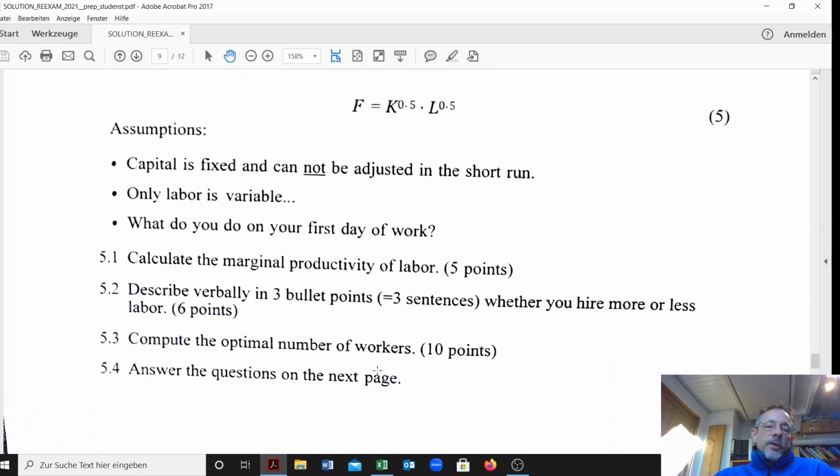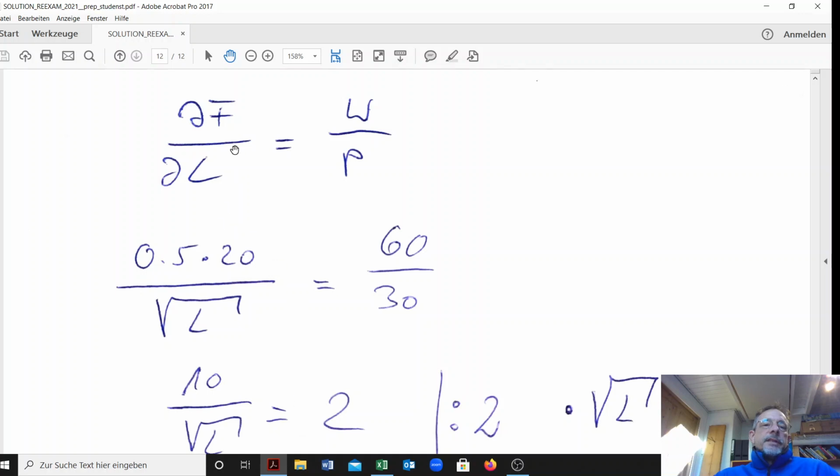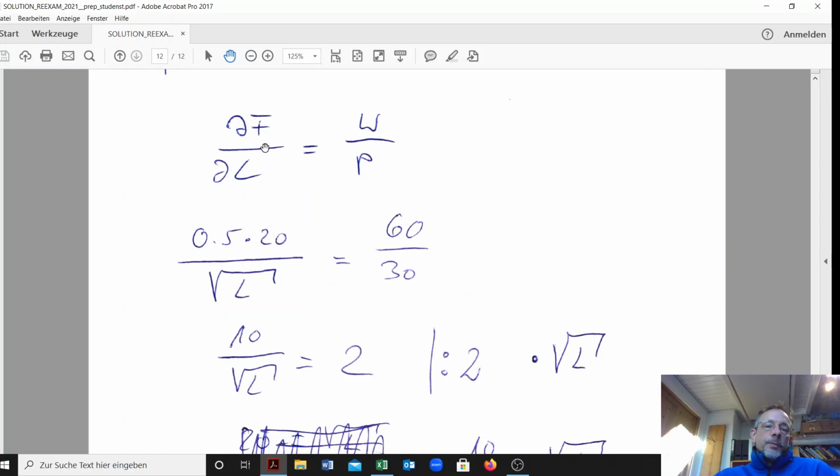We should also compute the optimal number of workers. So this is performed here. The optimality condition is that the marginal productivity of labor is equal to the real wage. We have computed already the marginal productivity of labor. It is 0.5 times the square root of 400 divided by the square root of L. L is the unknown variable we want to find out, and the real wage is equal to the nominal wage of 60 divided by the price of 30. So the real wage is equal to 2.